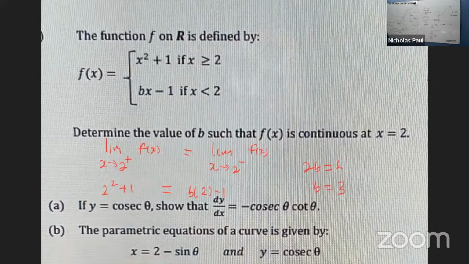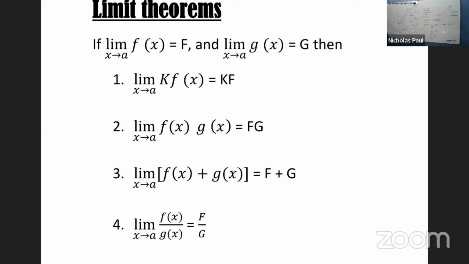B is 3. You could use that, or you could also use the limit as x approaches 2 of f of x is equal to f of 2. You could have also done that. For f of 2, plug in 2 in here. So that'll be 2 squared plus 1. And for the limit, all you have to do is plug in 2 in the next one. So you could have also used that and you would have gotten b by 2 minus 1, on the same principle.